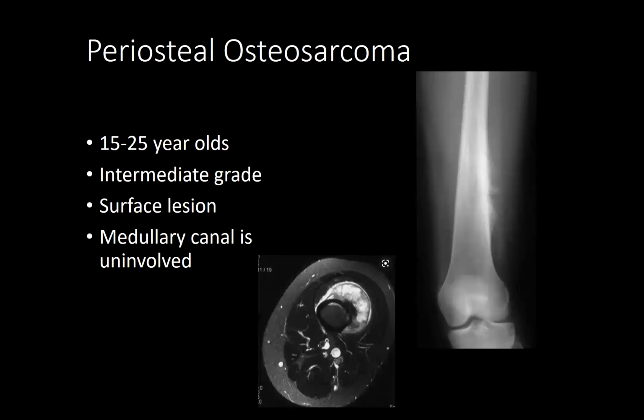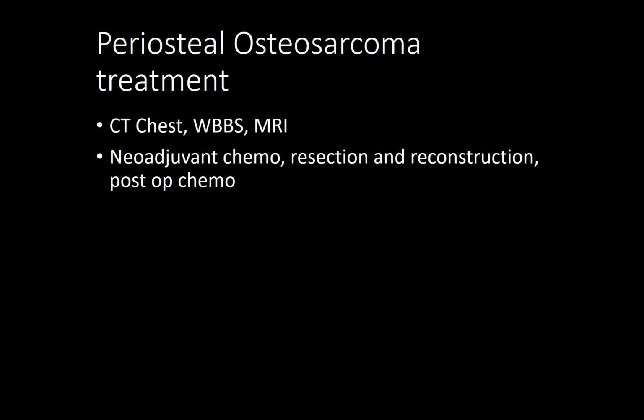And then there's the periosteal osteosarcoma, a little bit higher age group, but you can see that it's a surface lesion. The bone actually looks pretty normal, and it's an intermediate grade. And so that's a lot of, not hemming and hawing, but a lot of discussion with the medical oncologists about whether or not they get chemo when it's an intermediate grade, but generally they're getting chemotherapy, surgery, and reconstruction.